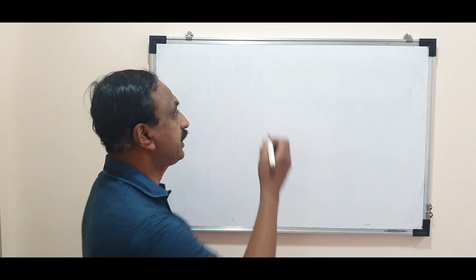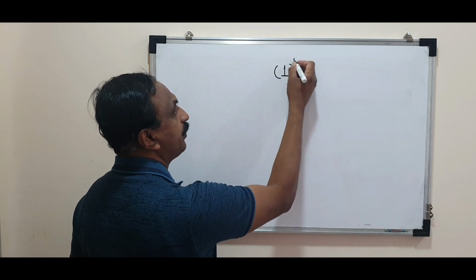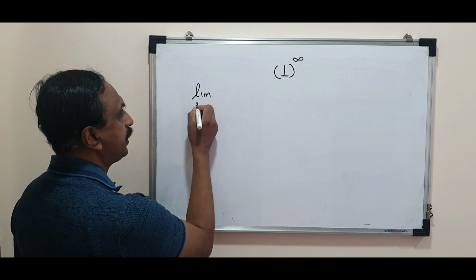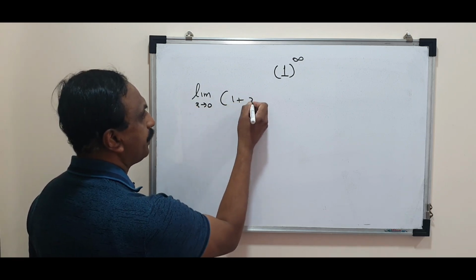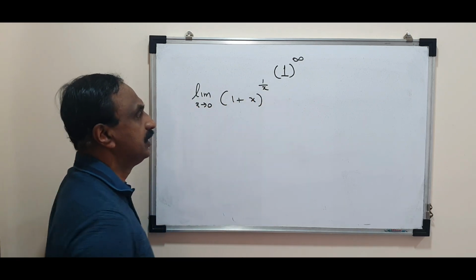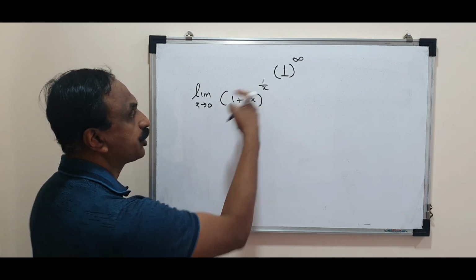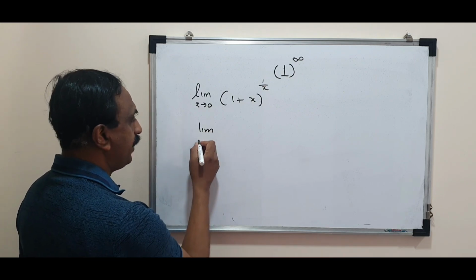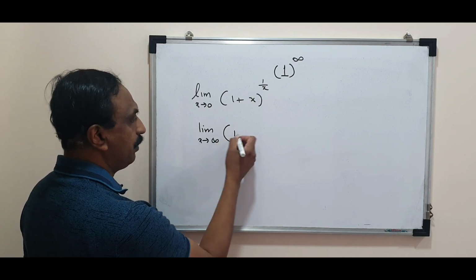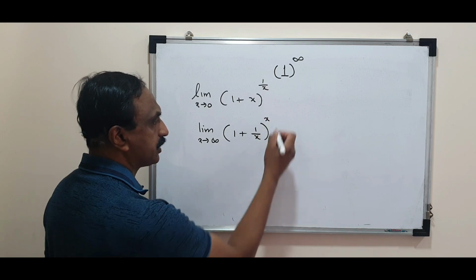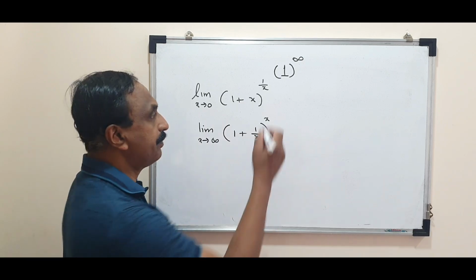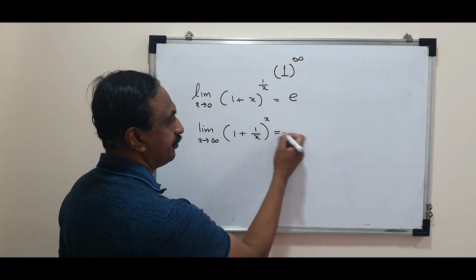We'll discuss the limit of the function which forms an indeterminate form of the type 1 raised to infinity. Now we have limit x tending to 0, (1 plus x) raised to 1 by x. When x is tending to 0, the base tends to 1 and the power tends to infinity. In the same way, when x tends to infinity, the function is (1 plus 1 by x) raised to x. For both of them, the value of this limit is an irrational number, that is e.